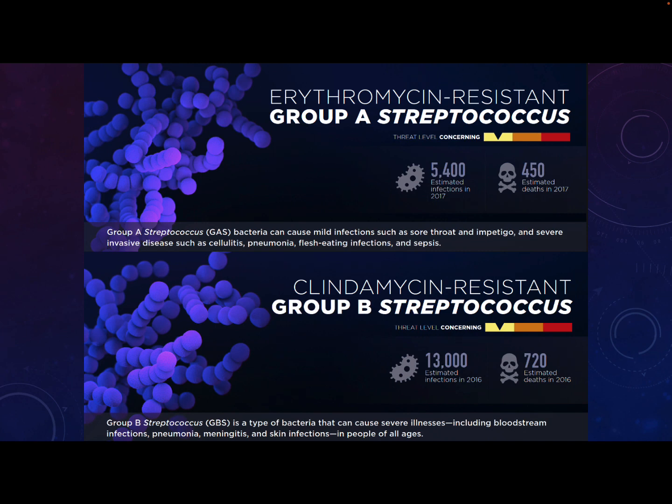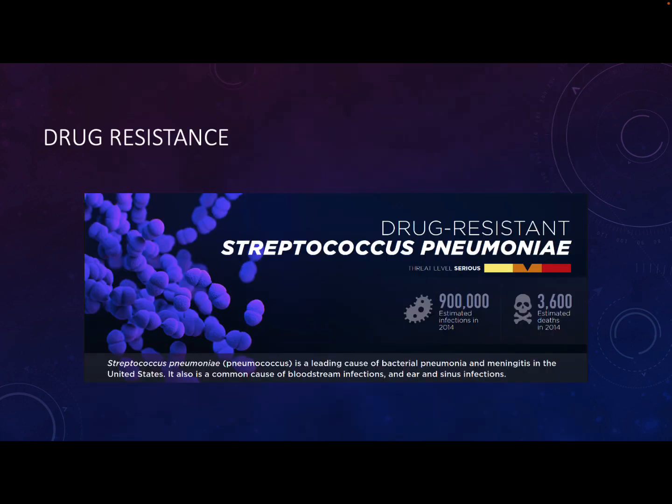5,400 cases in 2017, 450 deaths. Clindamycin resistant group B strep, remember this is the pregnant women and neonates: 13,000 infections, 720 deaths. And drug-resistant Streptococcus pneumoniae, we've gone up in level of threat, serious threat: 900,000 infections, 3,600 deaths. So, sometimes people think, oh, strep throat, that's such a common childhood infection, but these strep infections can be really serious for patients. Okay. So questions about strep.